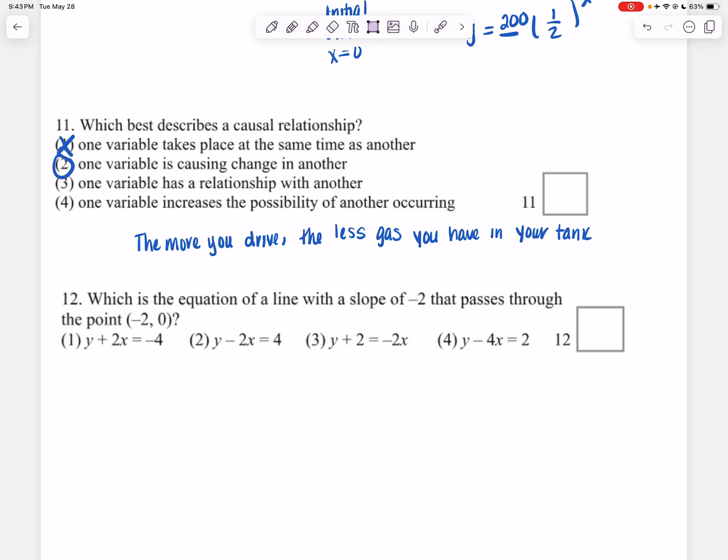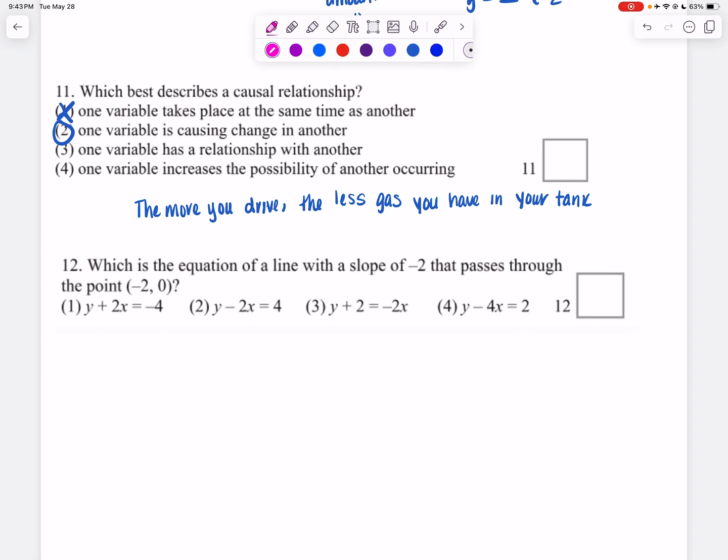Number 12, which is the equation of a line with a slope of -2 and passes through the point (-2, 0)? So if we look at our answer choices, it says y plus 2x equals -4, y minus 2x equals 4, y plus 2 equals -2x, and then y minus 4x equals 2.